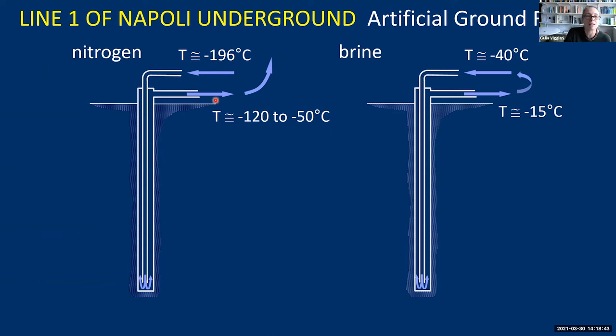Now this refrigerating medium can be nitrogen, which is liquid at minus 196 degrees centigrade, and then is exhausted in the atmosphere as a gas at minus 120 to minus 50 degrees centigrade, depending. Or it can be brine.